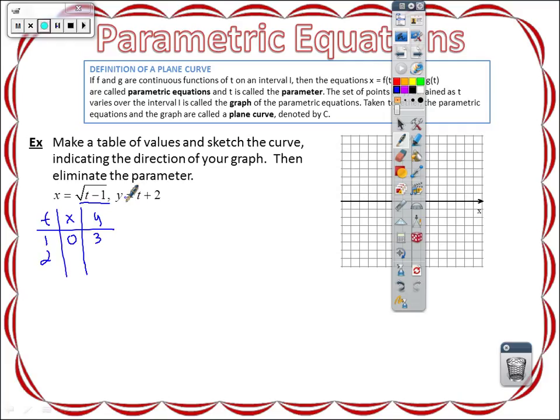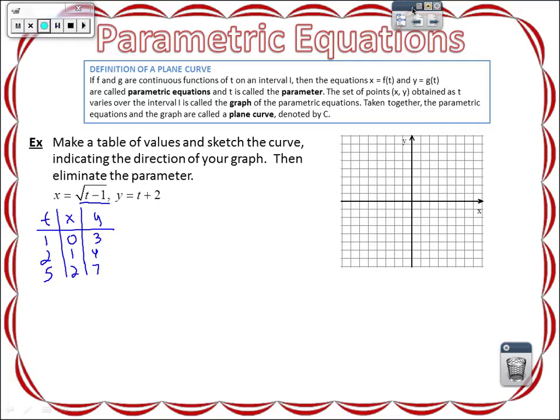The square root of 1 is 1. 2 in there would be a 4. The next t value I would do would be a 5, just because it's convenient, because the square root of 4 is 2, and then 5 plus 2 is 7. I think that's probably enough to give us an idea of what the graph looks like. So let's take a look. Let's graph this. So (0, 3), (1, 4), and (2, 7).